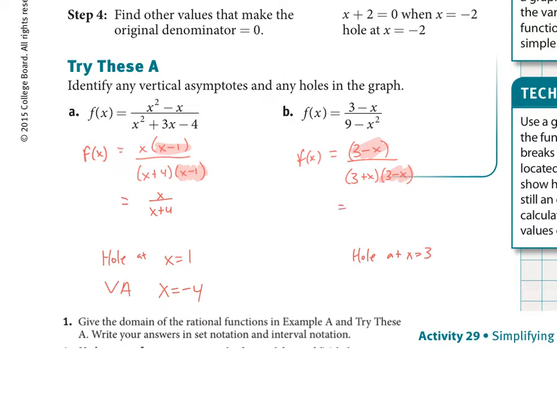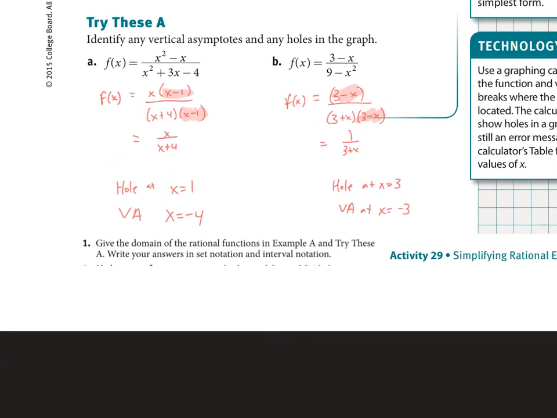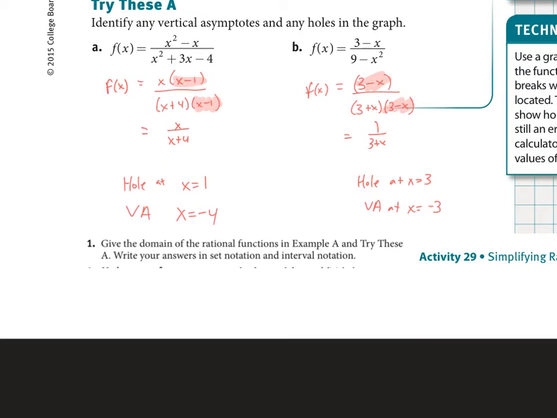And over here, I wind up with 1 over 3 plus x. So my vertical asymptote is at x equals negative 3, the value that would give me 0 in the denominator only. Those values are where my graph breaks, either for an asymptote or a hole, so they are not part of my domain. So the domain on this part A would be all real numbers except x cannot equal 1 or negative 4.